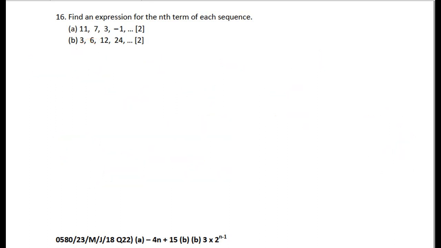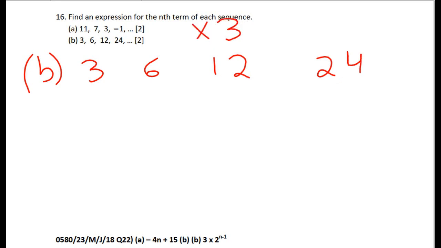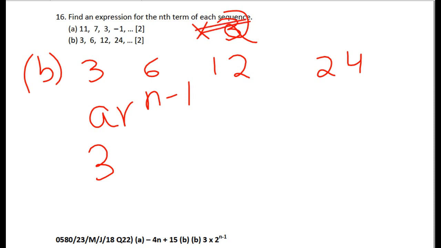Part B, 3, 6, 12, 24. 3 is being multiplied to the first term to get the second term, then times 3 to get the third term, then times 3 to get the fourth term. So this is an exponential series whose formula is a r to the power n minus 1. A is the first term, 2 was being multiplied in each case. So 3 is the first term, then 2 is the common ratio, to the power n minus 1, which is the answer.